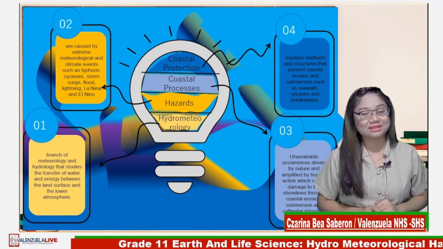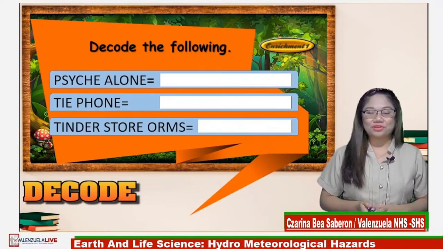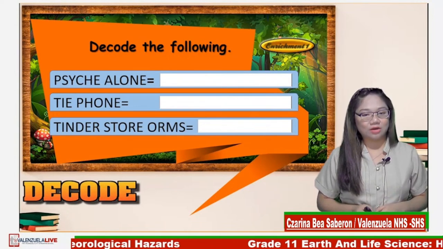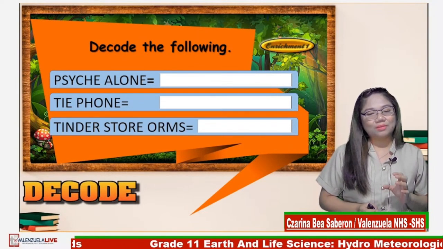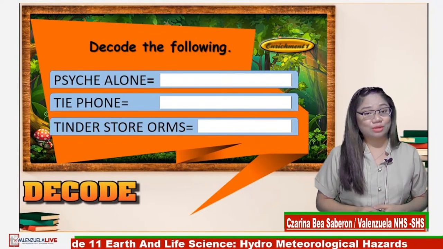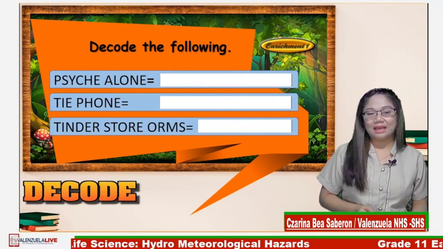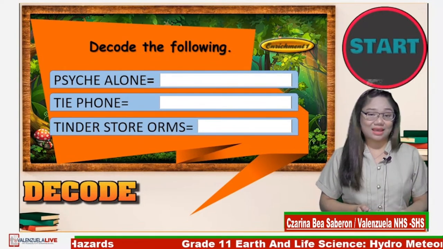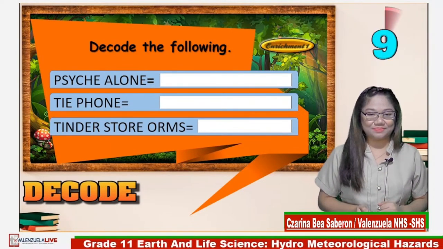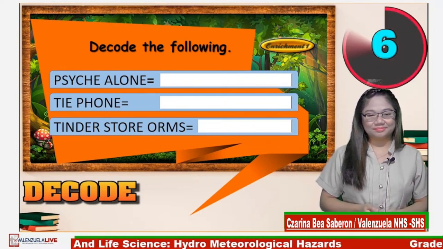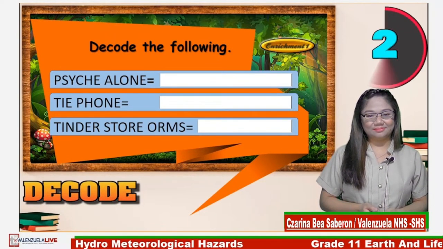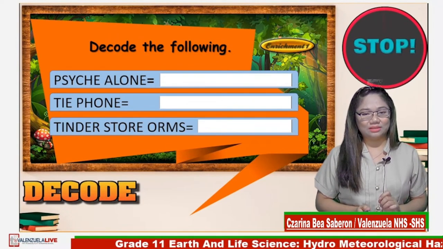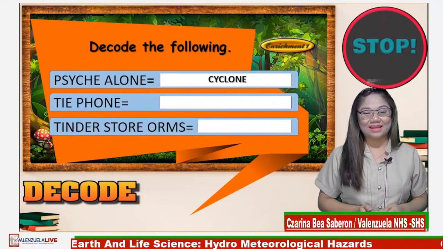Now, are you ready for our first activity? All right. For our first activity, it is called Decode. What you're going to do is say the word out loud several times and then try to form a functional word based on how it sounds. For example, "psych alone", what do you think the word could be? Okay, I'm going to give you 10 seconds only to think about the answers. Three, two, one. All right, let's have the first one, "psych alone". Sounds like, all right, that is cyclone.